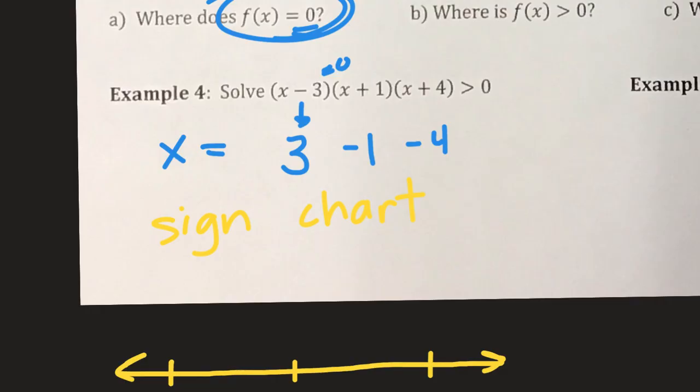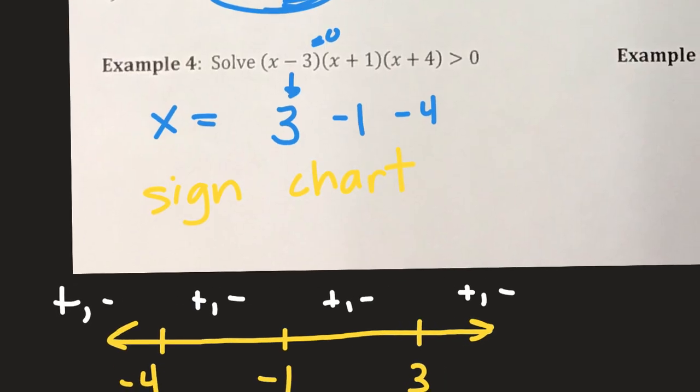So we need to figure out whether our y values are positive or negative on each of these intervals. We have everything to the left of negative 4, the stuff in between negative 4 and negative 1, the stuff in between negative 1 and 3, and the stuff to the right of positive 3. So we have 4 intervals that we are checking here.